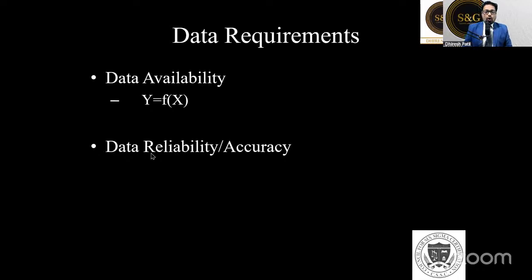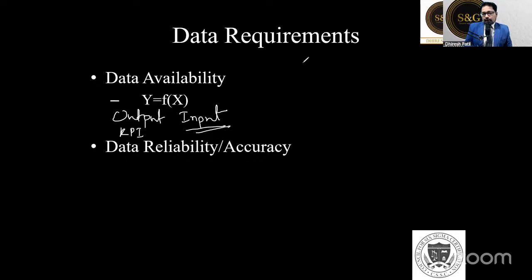So we all know Y is equal to function of X, where Y is my output and X is my input. Output is our KPI, what the project we have selected. Attrition is my output, my key performance indicator. Machine downtime is my KPI, my key performance indicator. And what are the inputs?